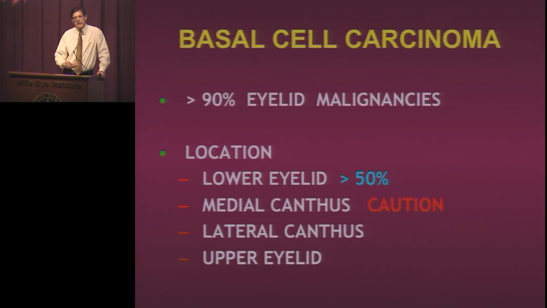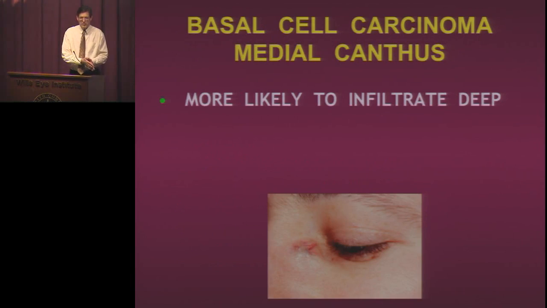Next common is the medial canthus, and that's the most dangerous area because of things we'll talk about in a second. Followed by the lateral canthus and the upper lid, all thought to be due to ultraviolet exposure over the years in people who are susceptible. And there's a lot of stuff in your book about that.